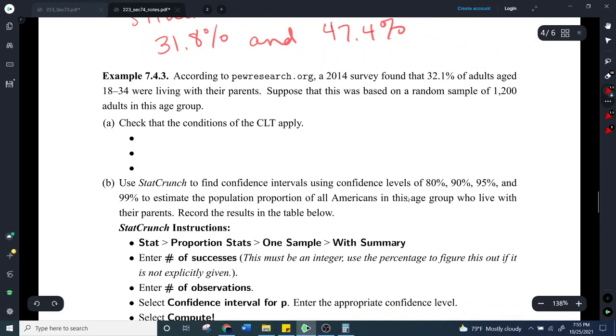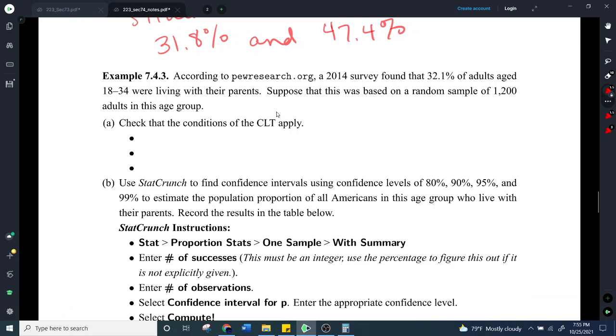Okay, let's look at another example. According to Pew Research, a 2014 survey found that 32.1% of adults aged 18 to 34 were living with their parents. Suppose that this was based on a random sample of 1,200 adults in this age group. Okay? Check that the conditions of the central limit theorem apply.